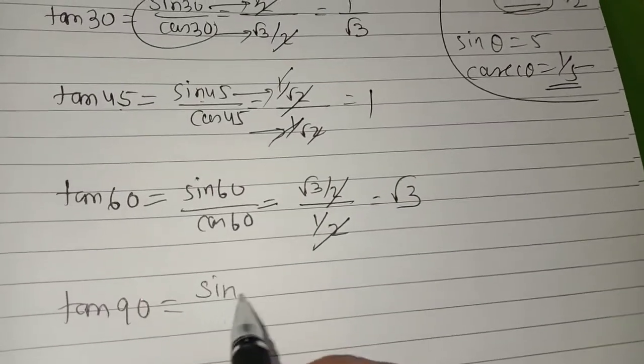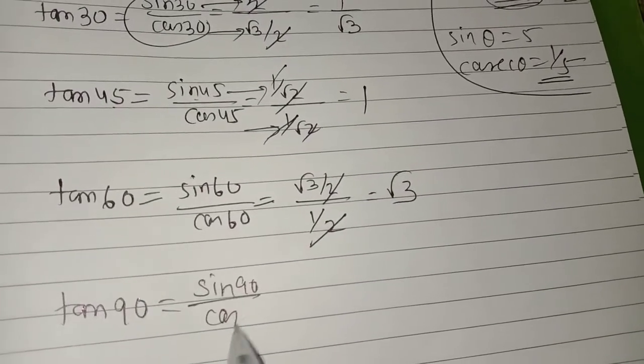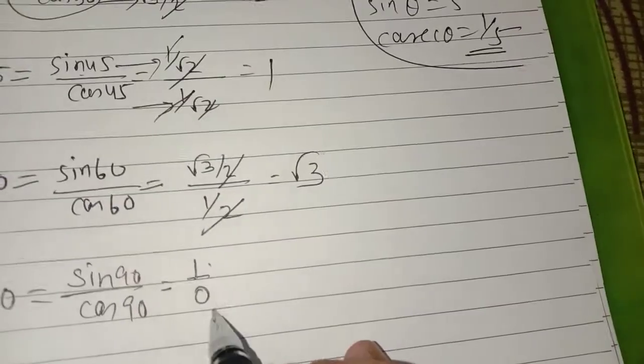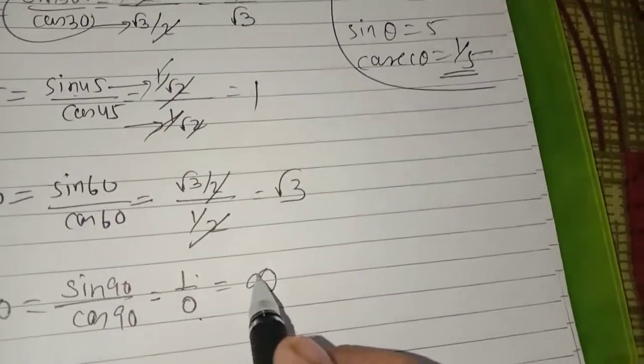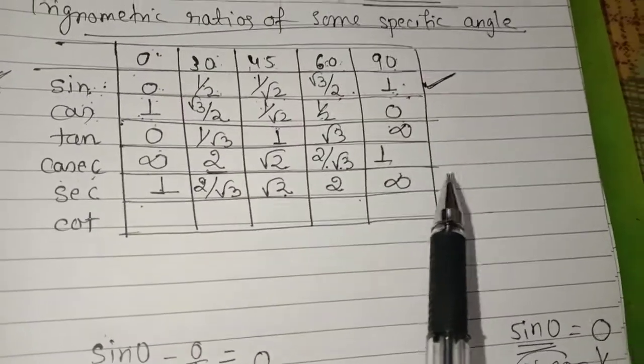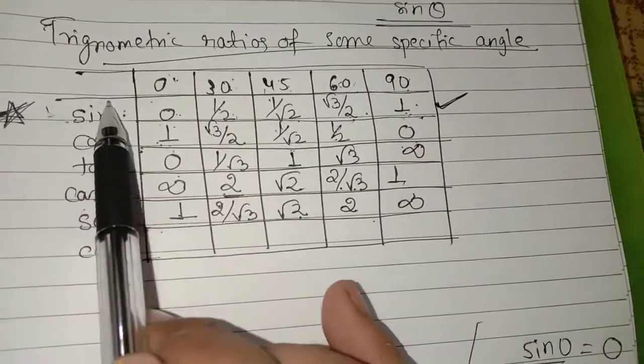Tan 90 is what? Sin 90 upon cos 90. So sin 90 is 1, cos 90 is 0. If any number is divided by 0, it is an undefined number. So I will write here undefined. So almost I have filled 90% of the table, only remembering the value of sin.